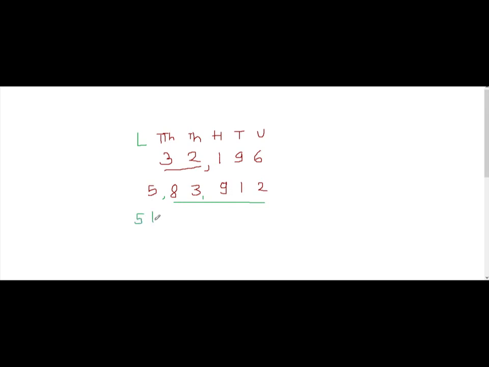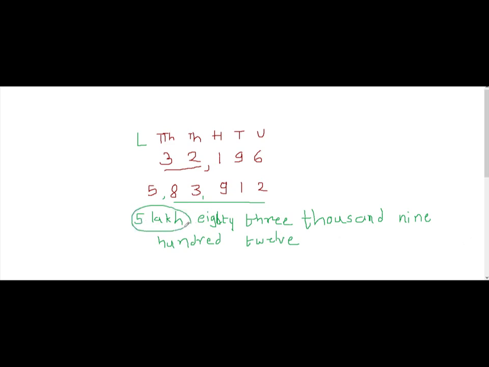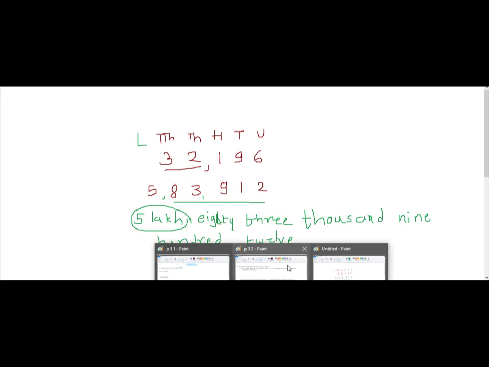We have to just add one number here, that is 5 lakh. So the number is 5,83,912. It is simple, we have to write down only this. Let us now see the problem set by using this concept.